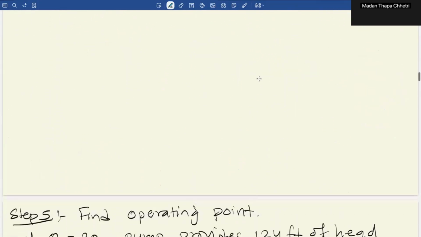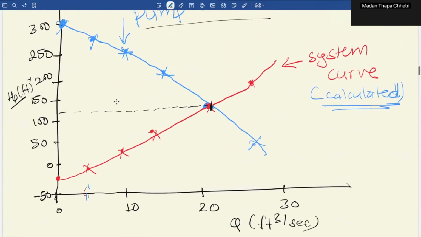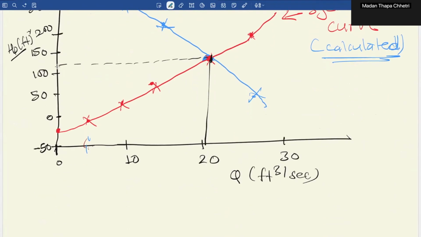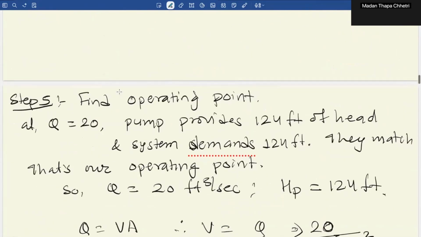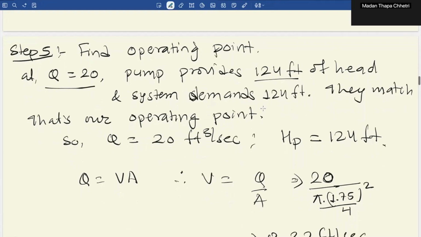Once we have all these things, here we can see that at 20 there is the operating point, and maybe this has an HP of 124. So at Q equal to 20, our pump provides 124 feet of head, and the system also demands 124 feet. So they match. So that's our operating point.